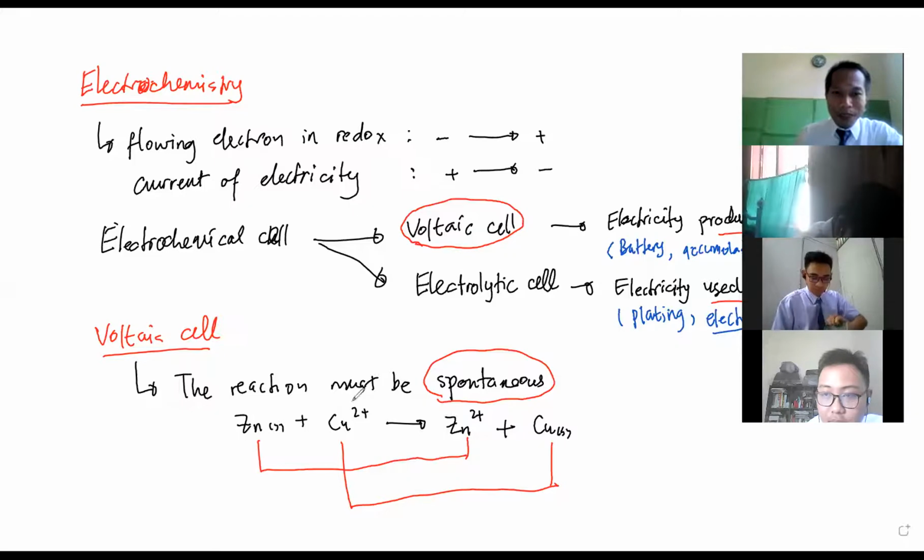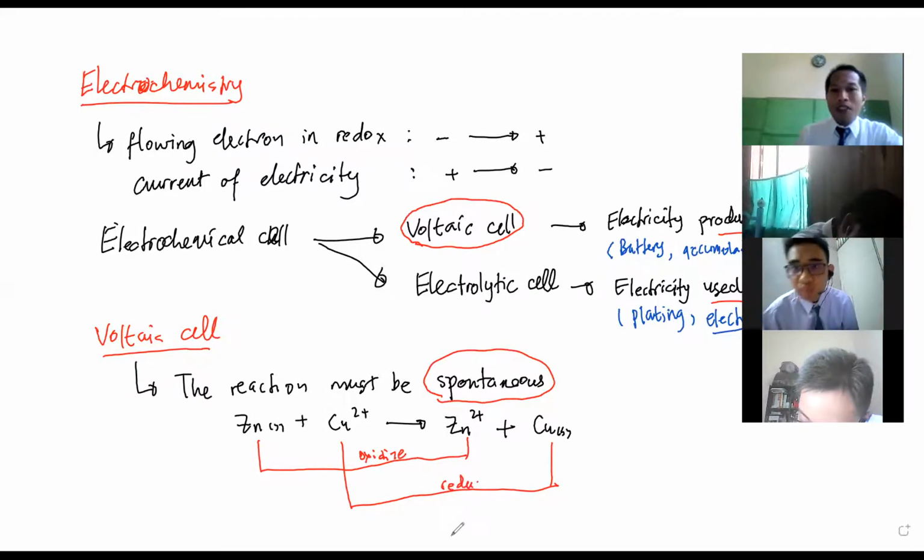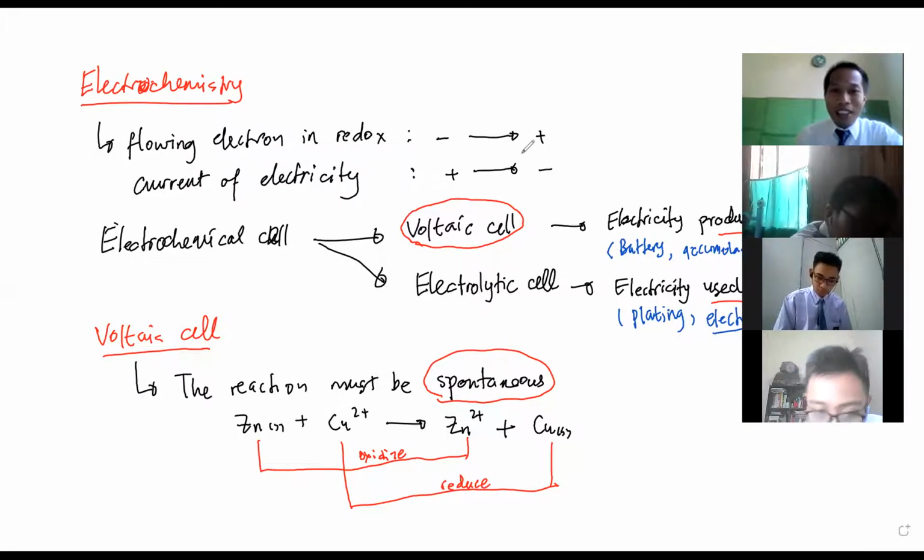Let's see. The zinc is oxidized here, isn't it? The zinc is oxidized, and the copper is reduced, isn't it? All right. Now, let's proceed with other things.